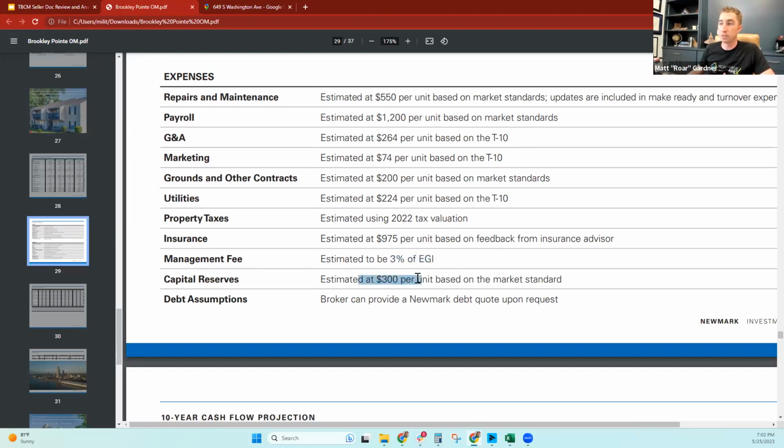Capital reserves. This is going to be another one to consider, because based on the current status of the property, which we'll talk about in a second, as far as CapEx and miscellaneous documents at the end, you need to understand what our CapEx reserves have to be to really be comfortable moving forward with this one.